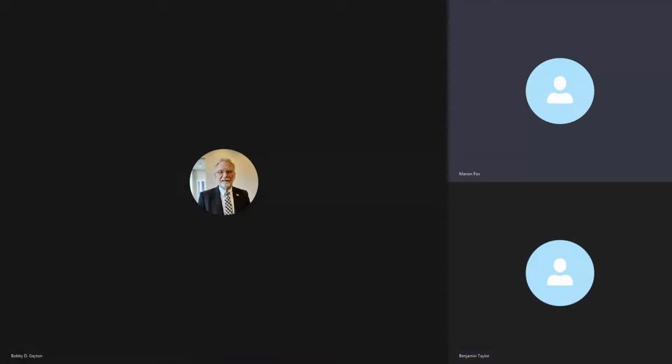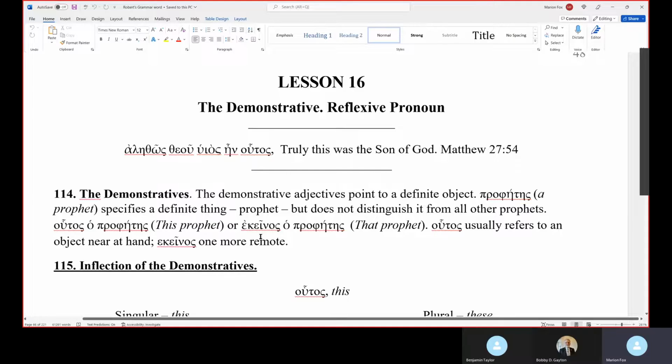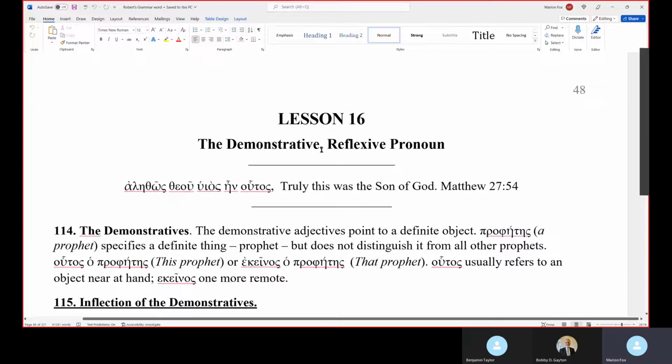Okay, we're on lesson 16 on the demonstrative and reflexive pronouns. Now, demonstrative and reflexive are two different kinds. That probably ought to have the word "and" in there, rather than a period between demonstrative and reflexive, most likely, okay? What he's got in the book, he just got a period there. All right, but they're separate, they're different pronouns, okay?